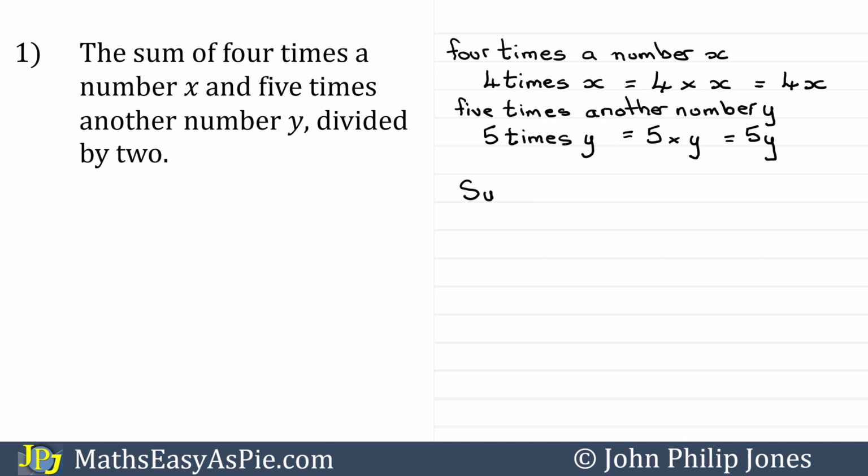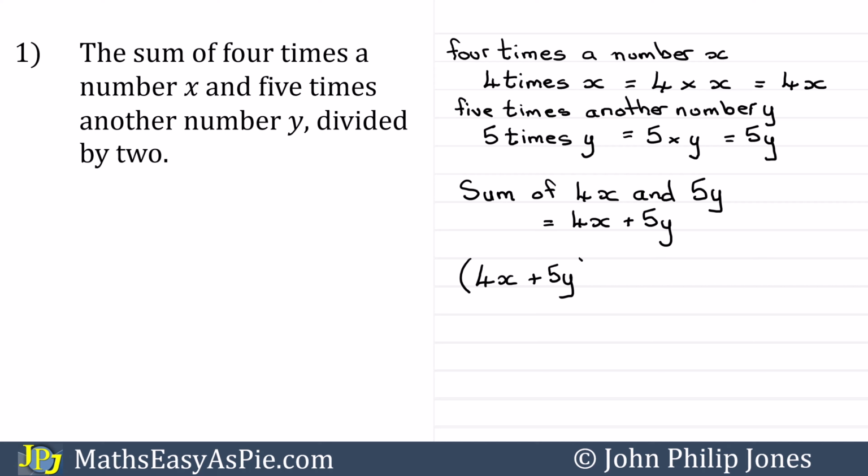Of course, the text is telling us we have the sum of 4 times x and 5 times y, and that is clearly 4x plus 5y, because remember, taking the sum of something means you're adding them up. The text is informing us that this sum, 4x plus 5y, is divided by 2.